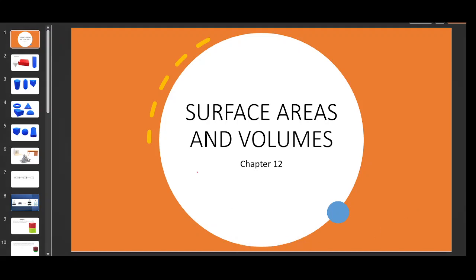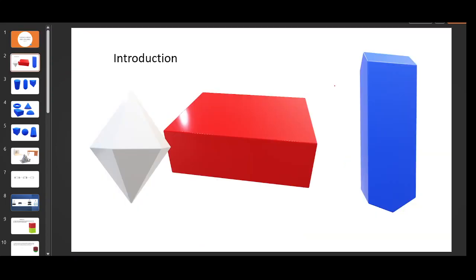Guys, good morning. This is chapter 12, surface area and volumes, of class 10th mathematics. You are familiar with this type of figure, the cuboid. If you talk about the surface area, it will be 2 LB, BH, HL, and don't worry about how to find the formula.